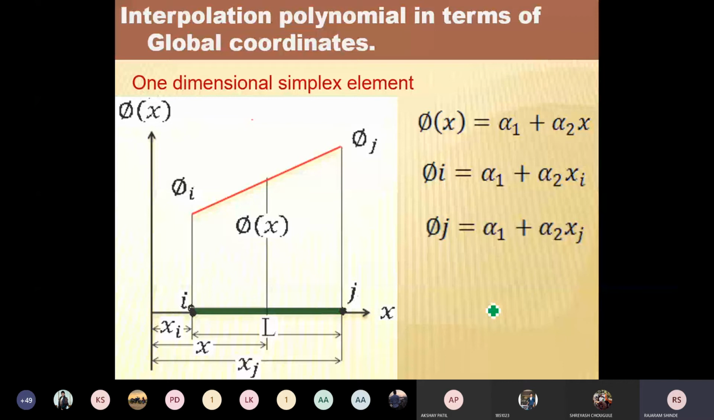Now, the interpolation polynomial in terms of global coordinates. Here we will start with the global coordinates, and at the end of this unit we will go for the natural coordinates or local coordinates. We will start with the one-dimensional linear element, the one-dimensional simplex element, and I have already covered this concept in the first unit.